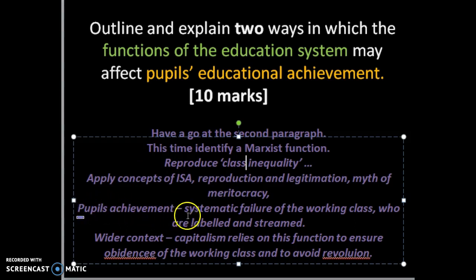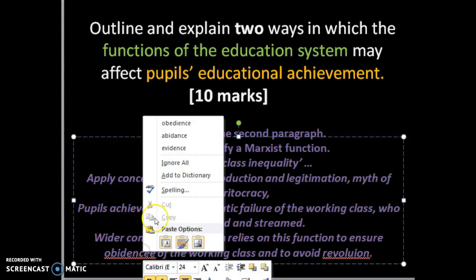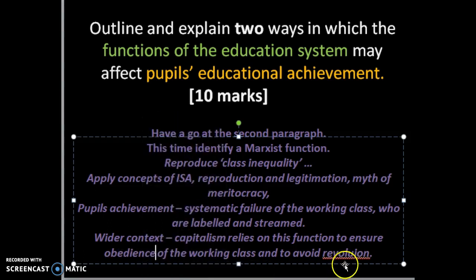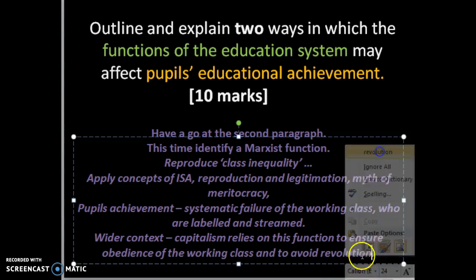And then you can link it into your pupils' achievements, the systematic failure of the working class. They're constantly labelled by the teachers, they're streamed into the lower set. That means, and it's ensuring that they are failing, and they will come out of school working class. And the wider context of this, capitalism relies on this function to ensure obedience of the working class and to avoid a revolution.